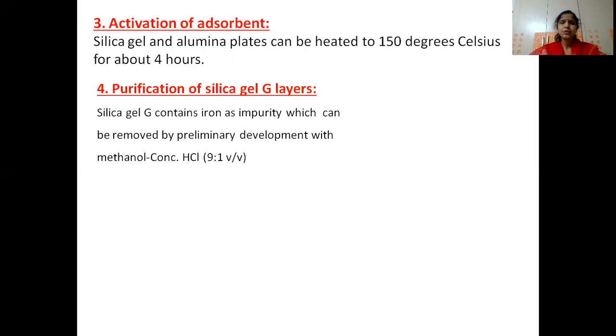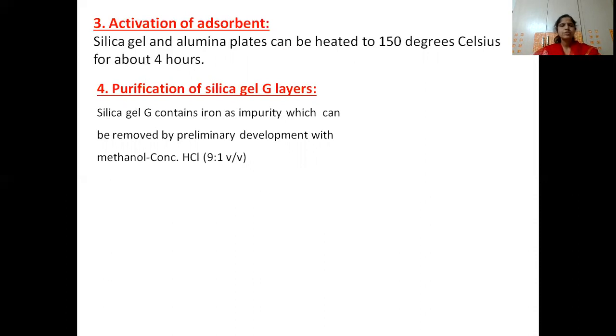The next step is purification of silica gel G layers. Sometimes there will be an impurity present in this silica gel. Generally silica gel G contains iron as an impurity. So iron is an impurity which is present in the silica gel G powder, and we have to remove this.